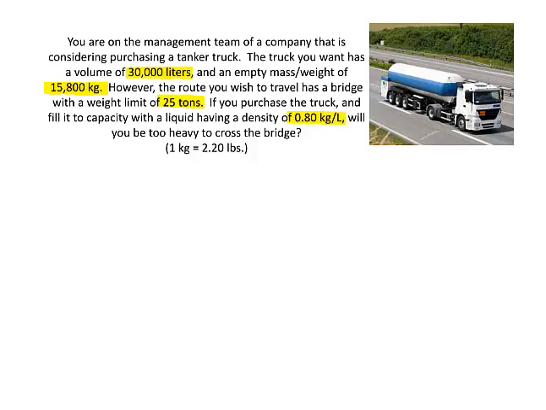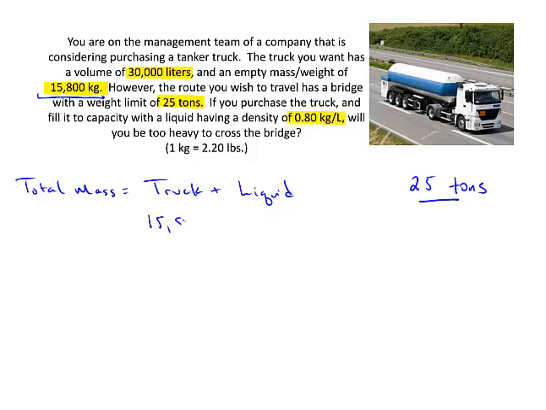Okay, so how do we go at a problem like this? First off, we know that our weight limit is 25 tons. Then let's look at the mass of the truck. Now, we're going to have a total mass, which is going to be equal to the sum of the truck plus the mass of the liquid. We know that the mass of the empty truck is 15,800. So in order to find the total mass, we are going to need to find the mass of the liquid. So this is the first piece that we need.